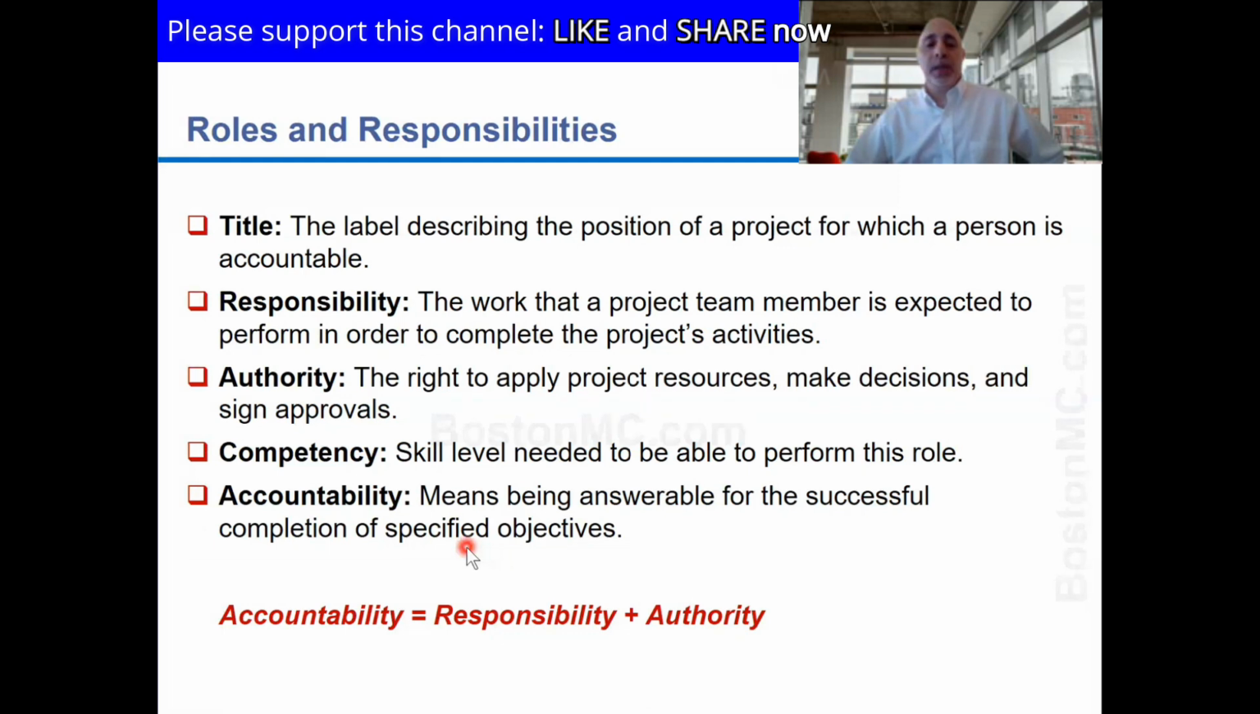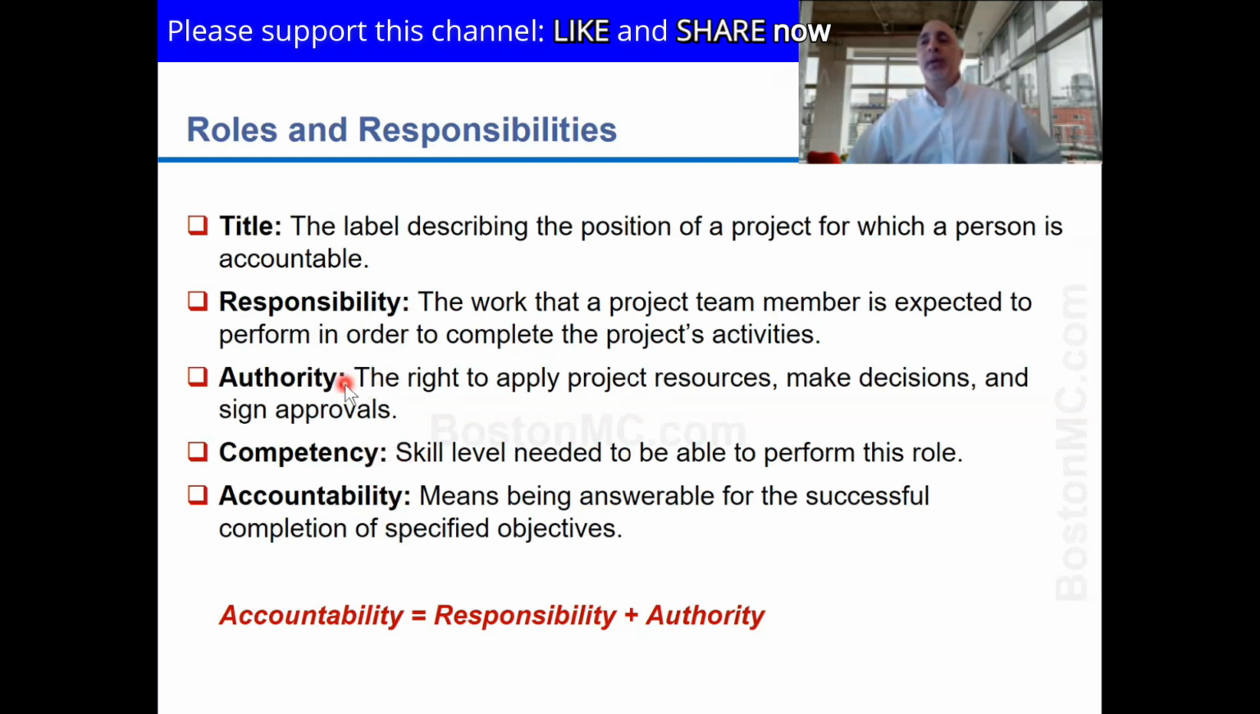For people who are going to be on this RACI chart, on the responsibility matrix, or on the project doing things for you, usually they're going to have titles. Right? They're going to have roles and responsibilities. So they'll have a title, like for example, chief engineer on the project or chief project engineer. What is their responsibility? What are the things they're supposed to do? What kind of authority do they have? What skill set are they going to need?